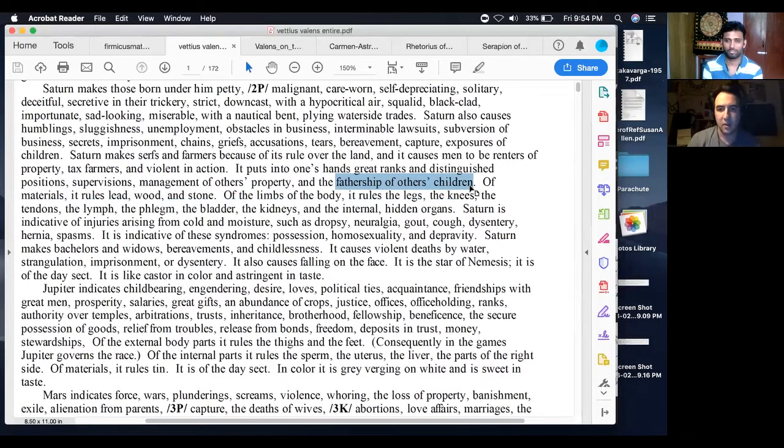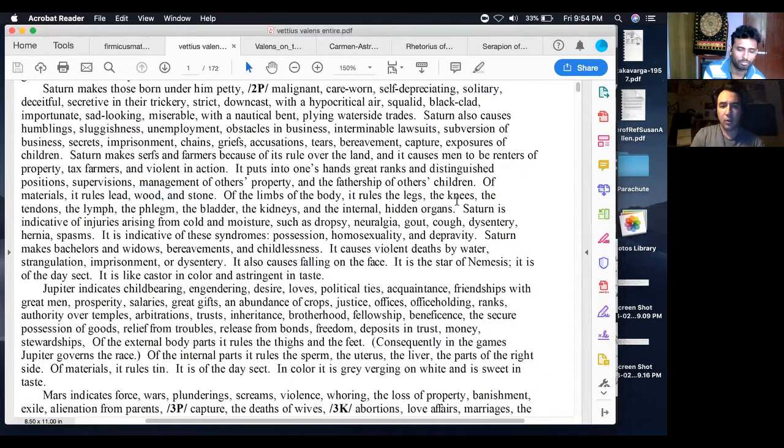Of materials, it rules lead, which is a pretty common traditional signification. Wood and stone. Lead's a really caustic metal, of course, but wood and stone are the building blocks of a house, the bone, the skeletal structure of a house, or a tower or something.